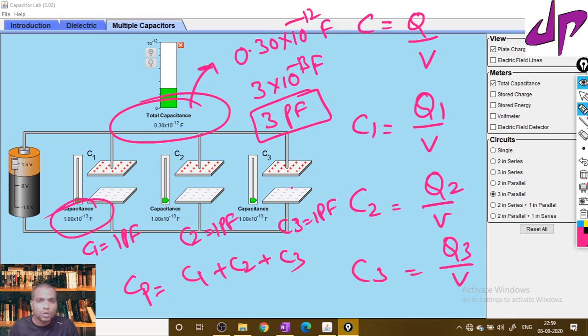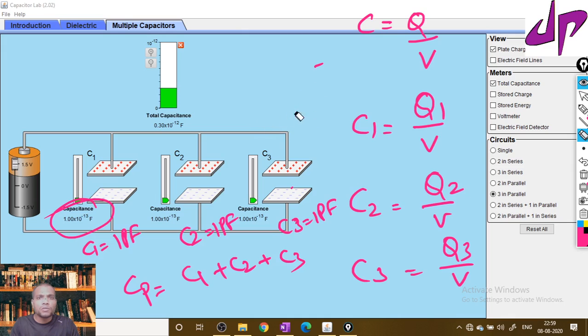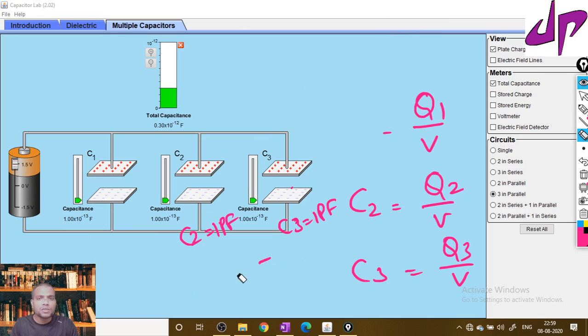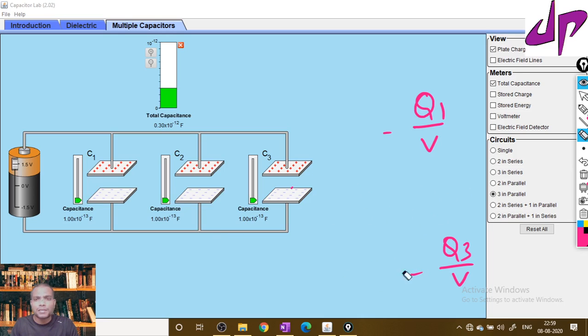Now if you want to write the total capacitance here, we need to add the capacitance of the individual capacitors. To do that, we will do a little mathematics with the help of mathematical expressions. We will derive the expression for the total capacitance of capacitors when they are connected in the parallel combination.